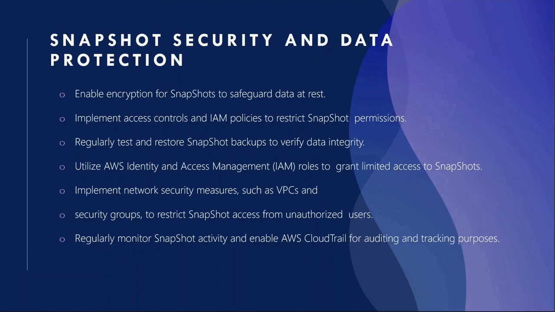Let's take a look at security and data protection now. Enable encryption for snapshots to safeguard data at rest. Implement access controls to restrict snapshot permissions. Keep a regular test and restore of snapshot backups to verify data integrity. Utilize AWS Identity and Access Management roles to grant limited access to snapshots.